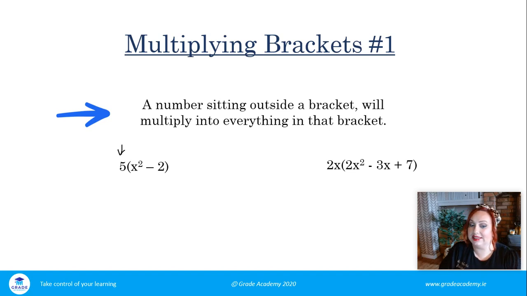That indicates that that 5 is going to multiply into that bracket. And in particular, it's going to multiply into everything in that bracket. Okay? So 5 is going to multiply into both of those terms. If you want to, you can do a little arrow like that. 5 multiplies into x squared, and it also multiplies into minus 2.